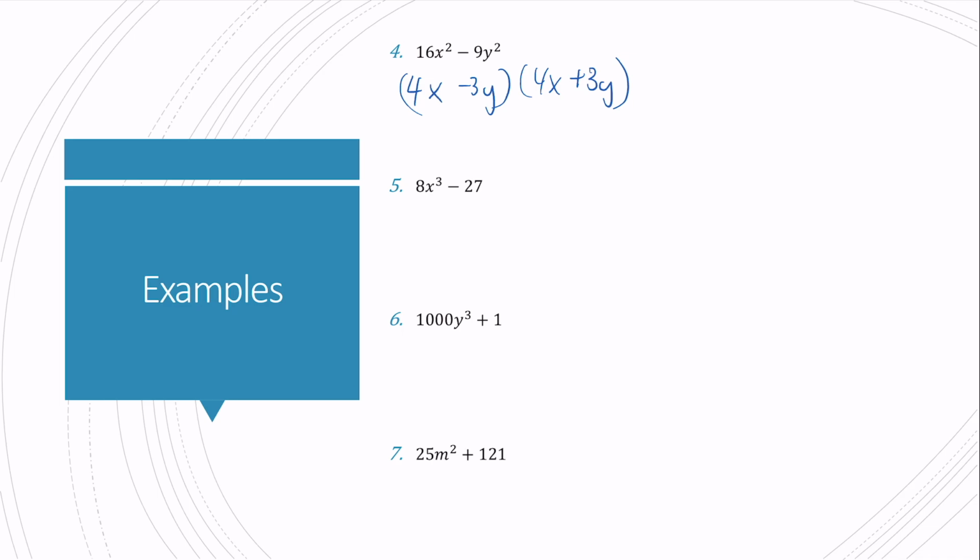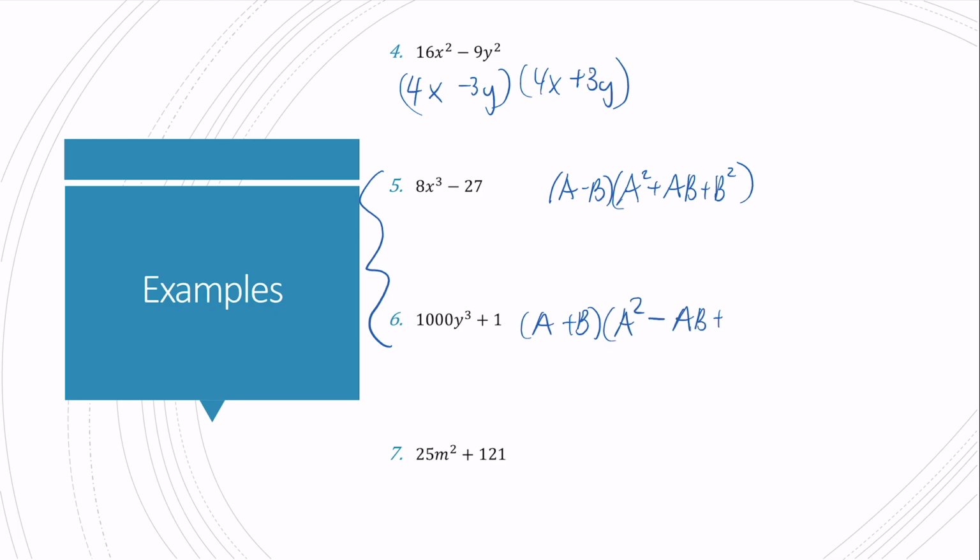For problem 5 and 6, this is a sum and a difference of cubes, so I'm going to have to use that formula. Difference is a minus b times a squared plus ab plus b squared. And for the sum, it's a plus b, and that negative moves to our second space: a squared minus ab plus b squared.